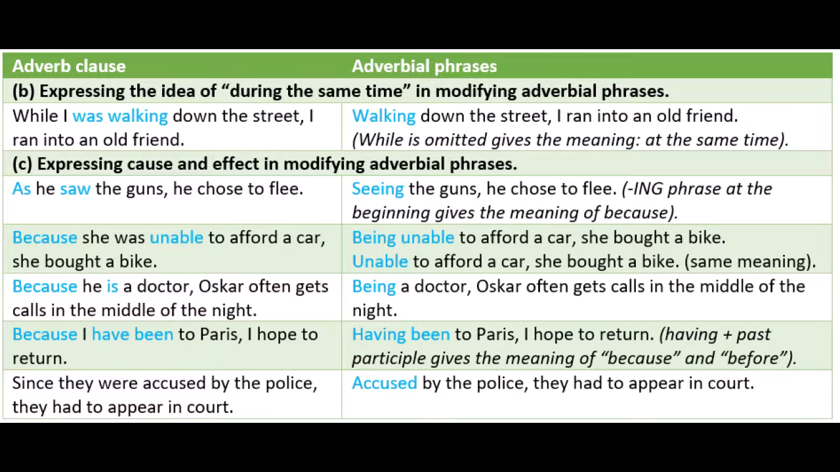Because I have been to Paris, I hope to return. Having been to Paris, I hope to return. Having plus past participle gives the meaning of because and before. Since they were accused by the police, they had to appear in court. Accused by the police, they had to appear in court.